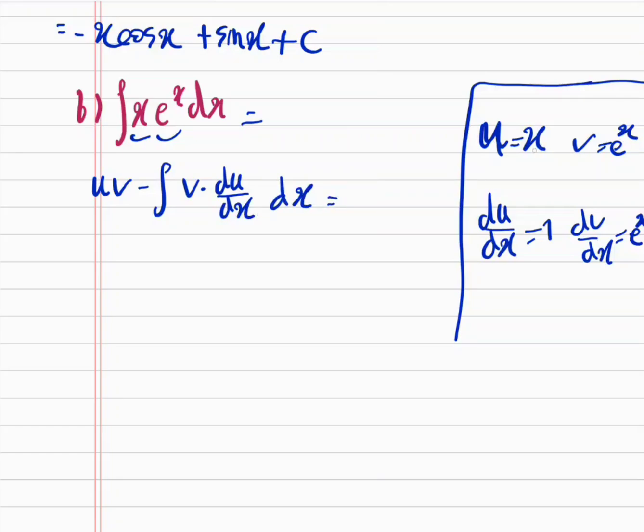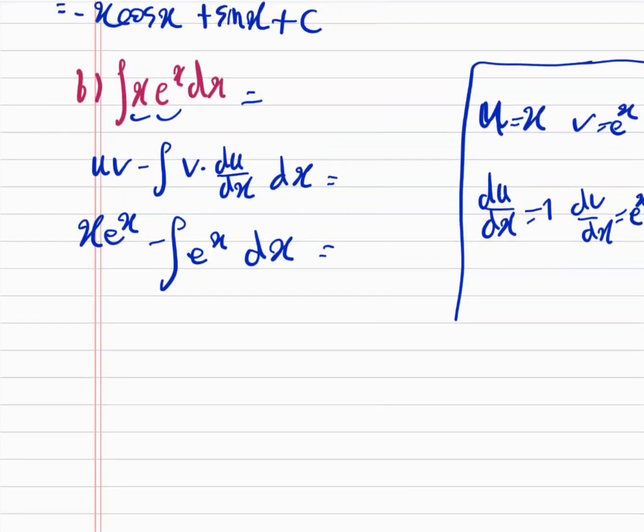Now u is x, v is e to the x, so we get this, and inside the integral we have v, which is e to the x, times du/dx, which is just 1. That's the whole point of taking u equal to something easy, so that its derivative is also easy. There might be some cases where u itself is not an easy function, but when you differentiate it, the answer is easy. So we actually care about the derivative more than what u is.